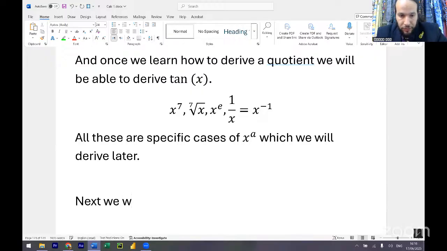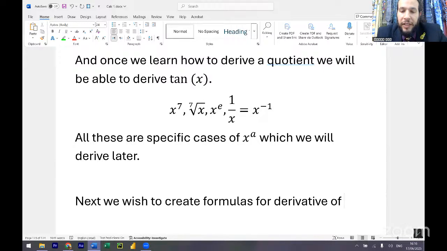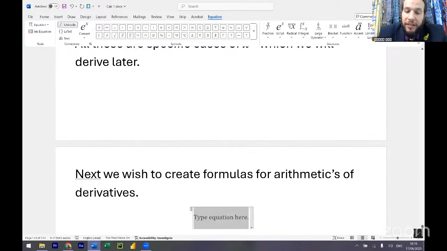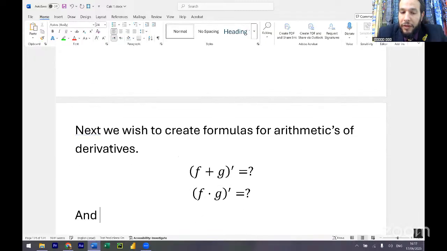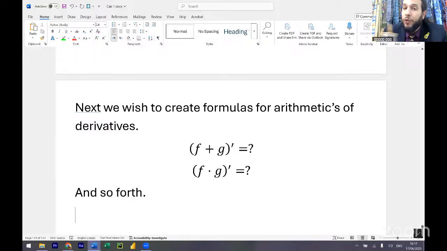Next, we wish to create or discover formulas for the arithmetic of derivatives, meaning what is the derivative, for example, of f plus g? What is the derivative of f times g, and so forth? Okay? So that's what we're going to do next.